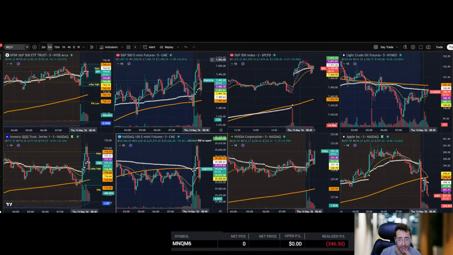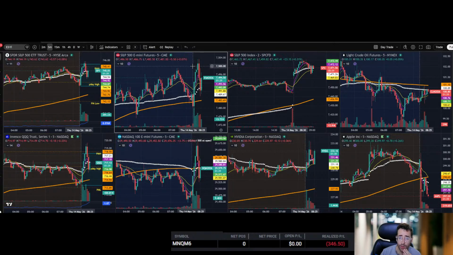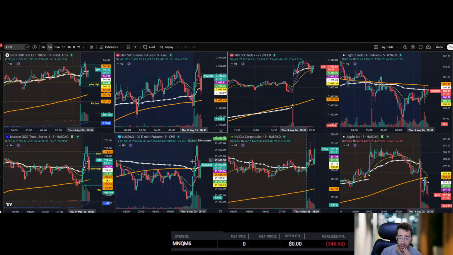I mean, that was a good trade though, man. It's exactly what happened. It was a 7,500 break and reversal. I just got in too early. I didn't wait for the break and reversal. I started getting in right when we approached 7,500.